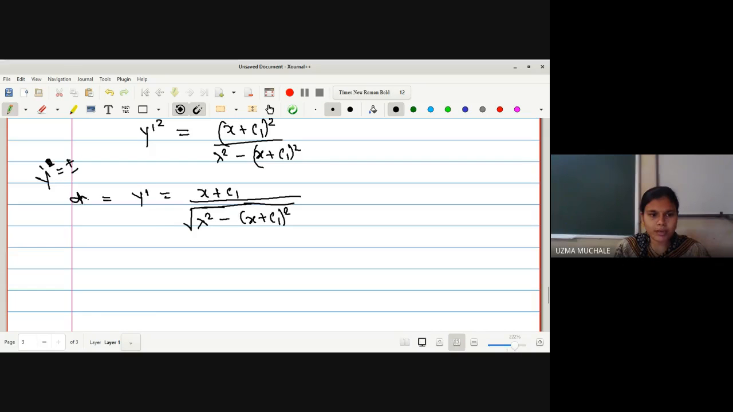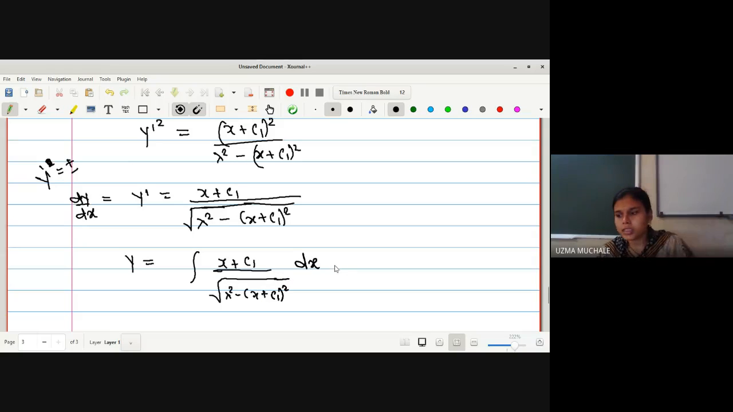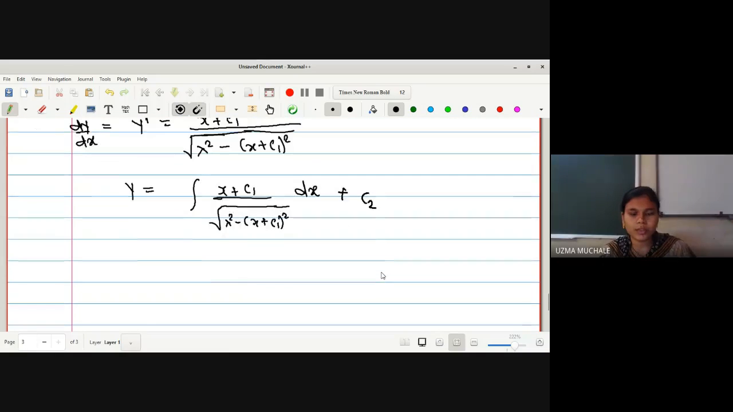This y dash is nothing but your dy by dx. Now after integration of this equation with respect to x, what I get is simply y. In the exam you have to write down the steps. After integration of the above equation with respect to x, the integration of a derivative with respect to x is simply y. So let me write down the integration: x plus c1 divided by under root of lambda square minus x plus c1 whole square, integration is with respect to x, plus some another constant c2, as this is an indefinite integral.